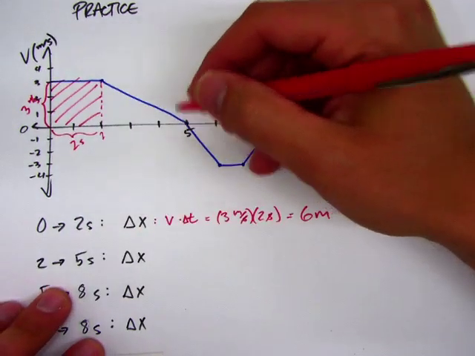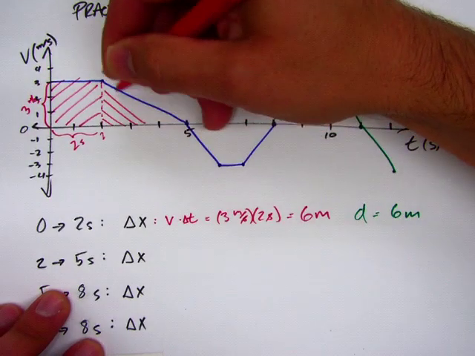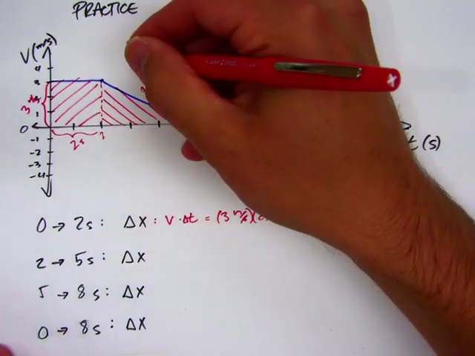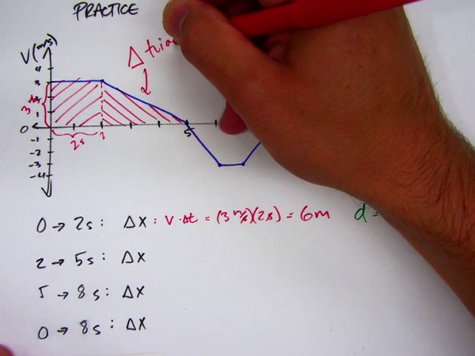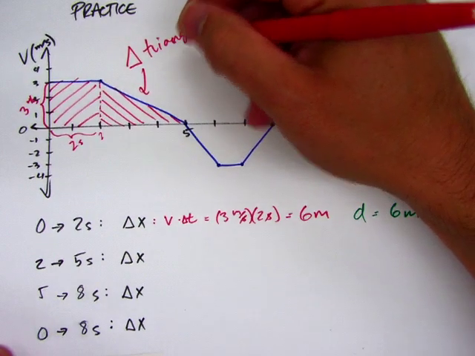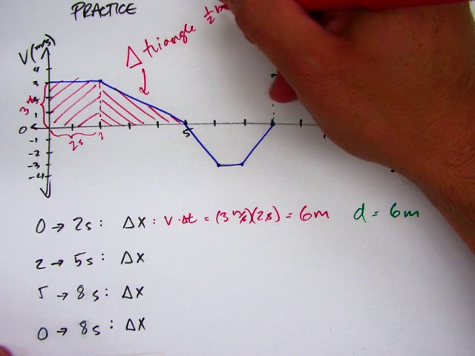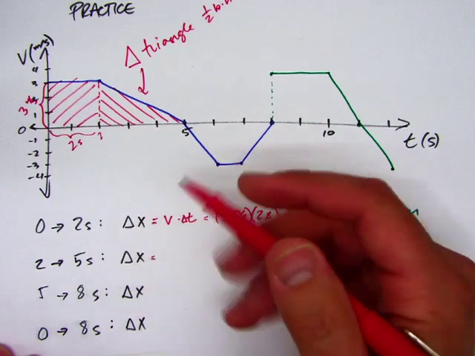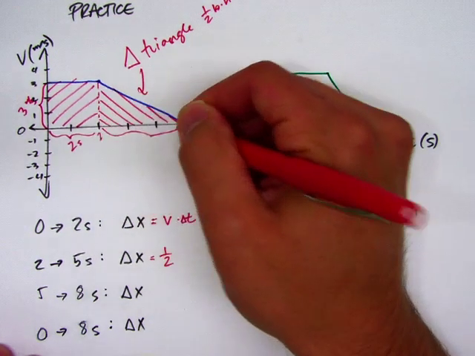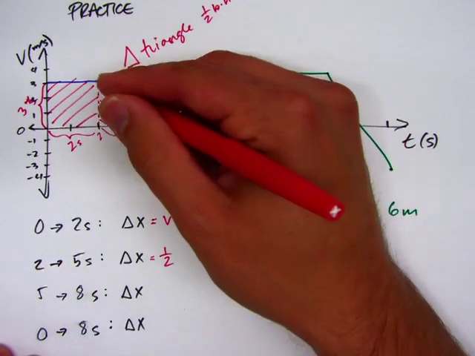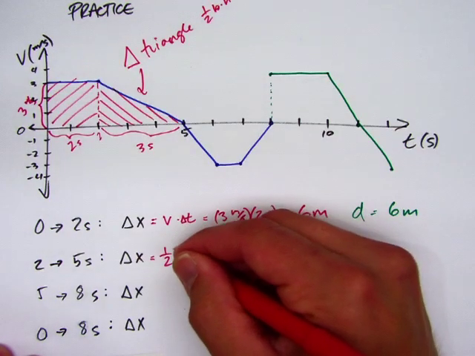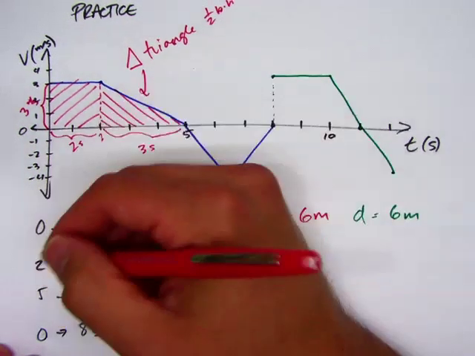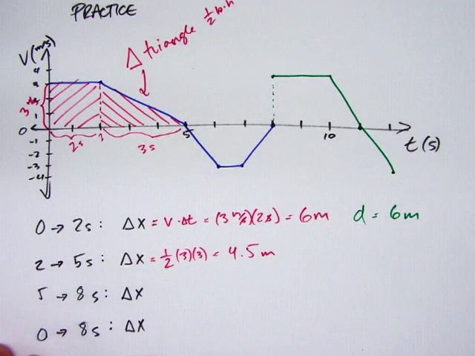Okay, what about from 2 till 5? From 2 till 5, my velocity is decreasing, so it's not staying constant. But what I do have is a triangle. And you guys know from math, you can find the area of a triangle, 1/2 base times height. So I'm going to do 1/2 times my base, which is my time. I go from 2 to 5 seconds, so that's 3. And my height is also 3 again. So 1/2 times 3 times 3 will be 4.5 meters. Now from 2 to 5, the distance I traveled is also 4.5 meters.